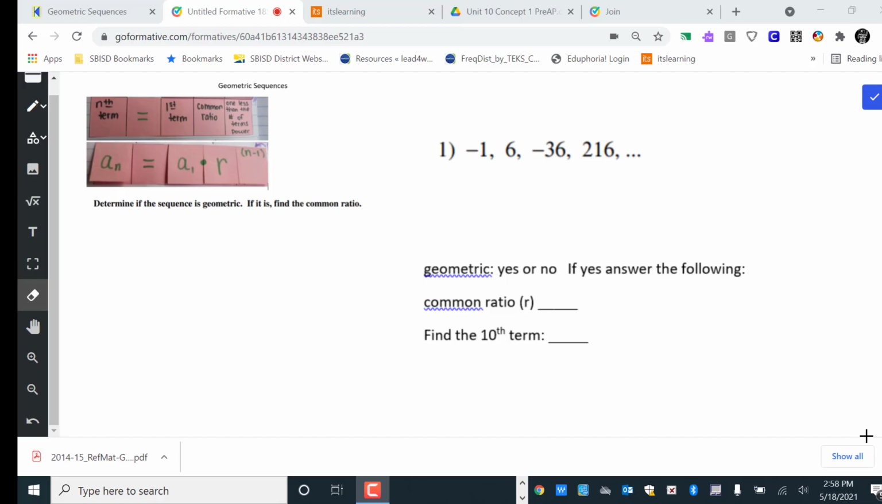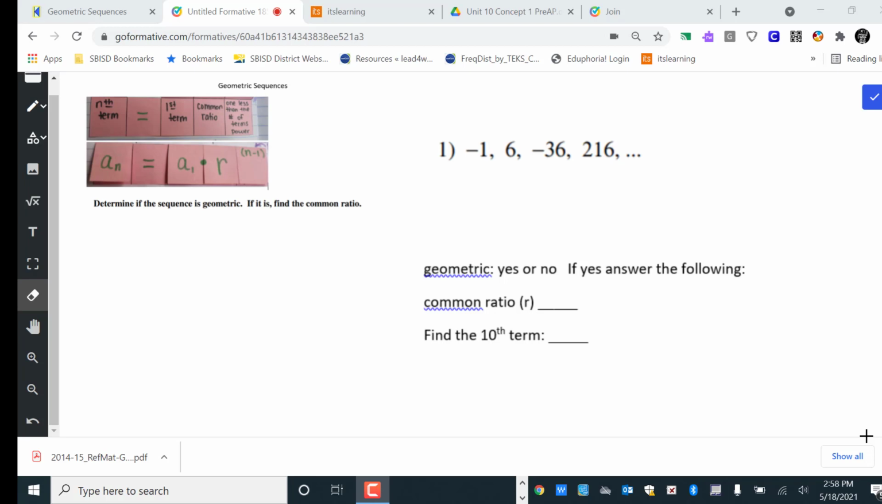Okay, today we're going to look at geometric sequences, and we're going to determine if the sequence is geometric or not. We're going to figure out what its common ratio is, and then we're going to find a term. Today we're going to look at sequences, and we're going to determine if they are a geometric sequence or not.